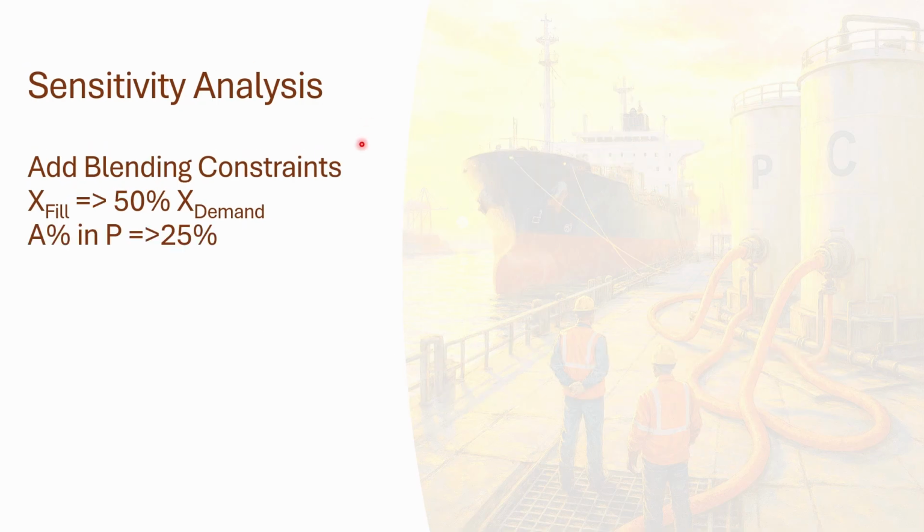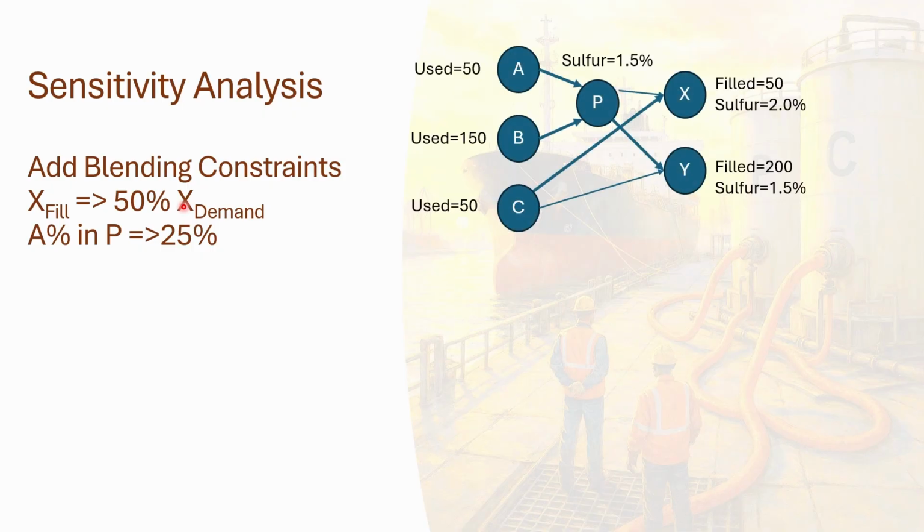Let's say now you still can't believe that we're not using our cheapest raw material A, and so you come up with a constraint that says the percent of A in P has to be greater than or equal to 25%, and X fill has to be greater than or equal to 50% of X. So this again we can set up quite easily by adjusting our bounds. But what we wind up with is a situation such as this.